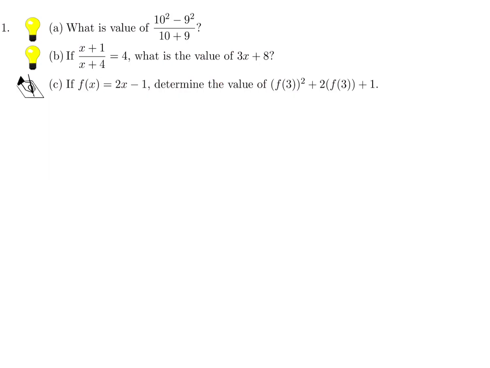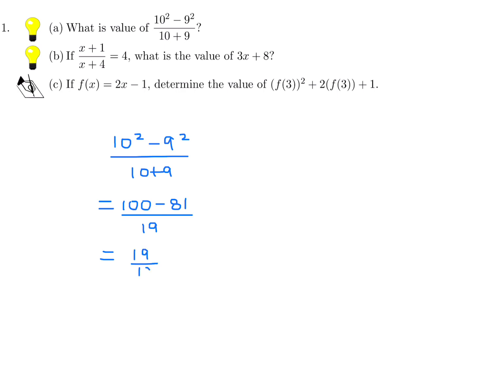What is the value of (10 squared minus 9 squared) over (10 plus 9)? Well, 10 squared is 100, 9 squared is 81, and 10 plus 9 is 19. The numerator 100 minus 81 is 19. Therefore, we have 19 over 19, which is 1.